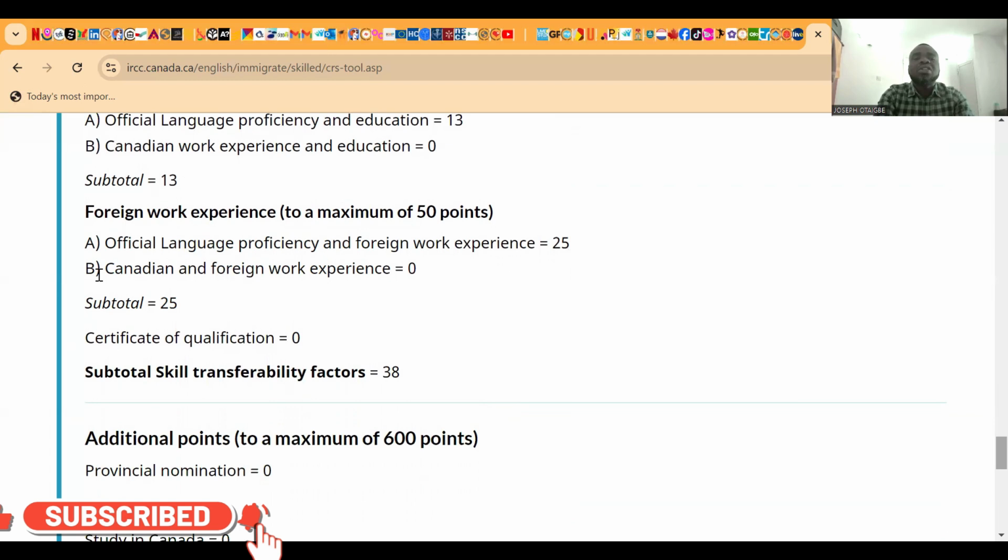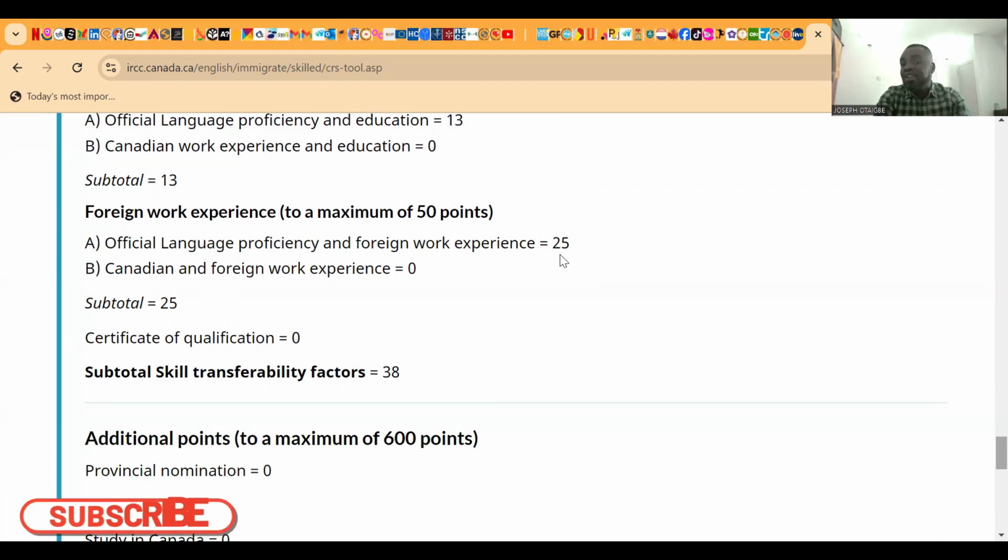And now foreign work experience, official language proficiency and work experience for foreign, out of 50 points, you have 25 points. Canadian and foreign work experience is 0 because you're not in Canada. Subtotal, you now have 38 here.